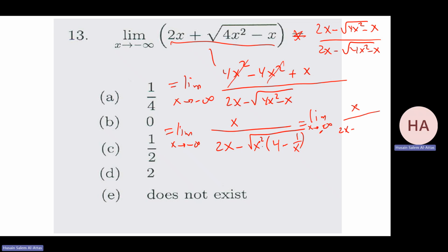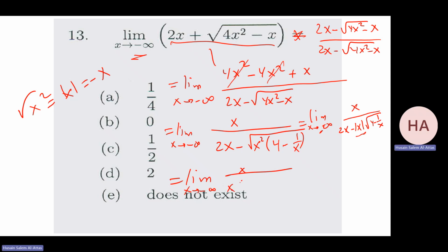2x minus the square root of x squared, as usual, is the absolute value of x, and that will be minus x since I'm going to minus infinity. So this is minus, let me make it in steps. That will be minus x, so minus times minus is plus. I'll take x common factor. The remaining is what? 2. That will be minus x plus the square root of 4 minus 1 over x. Cancelled. You have 1 over 2 plus 2, which is 1 over 4, which is the answer.